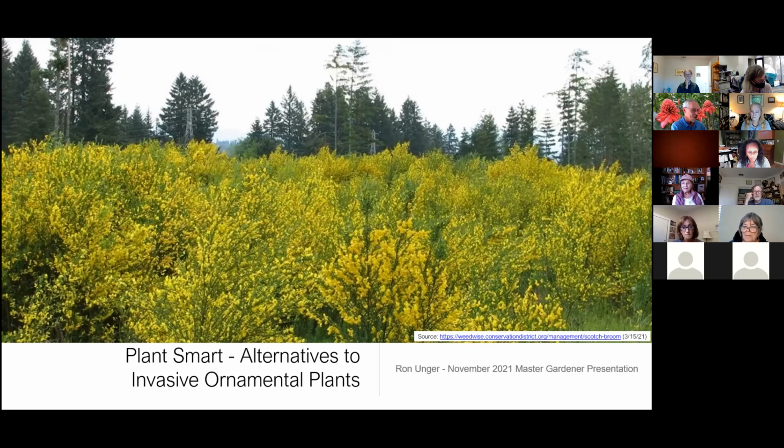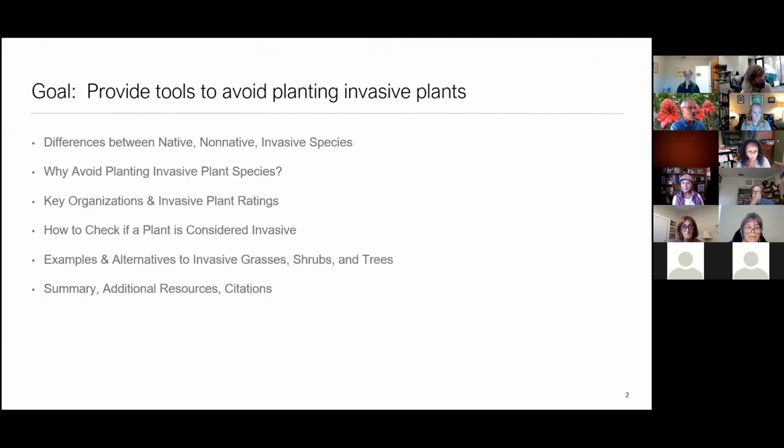My talk is on alternatives to invasive ornamental plants, and my goal today is to provide some of the tools to avoid planting invasive plants. These are the topics I'm going to go over. I'm going to talk about the terms, the definitions of native, non-native, and invasive species, so we're all on the same page. And then why we should avoid invasive plants, and some of the organizations in government and non-governmental organizations that oversee this topic, and some of their rating systems.